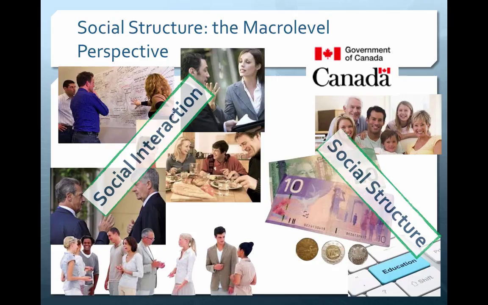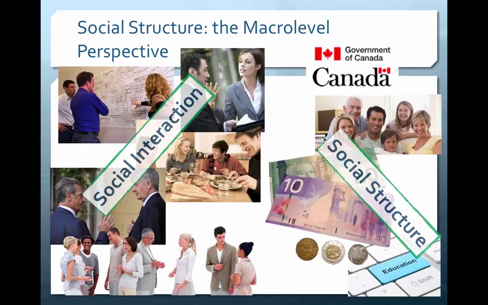At the macro level, you look at social structure, which is the stable patterns of social relationships that exist within a particular group or society. By way of example, what you're seeing there is the government of Canada. You're seeing families, the economy, education. These are examples of social structures. They're patterns that are stable in society, based on the relationships between people and their interaction with those structures and the rest of society.